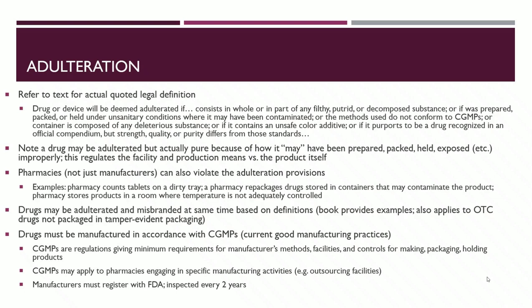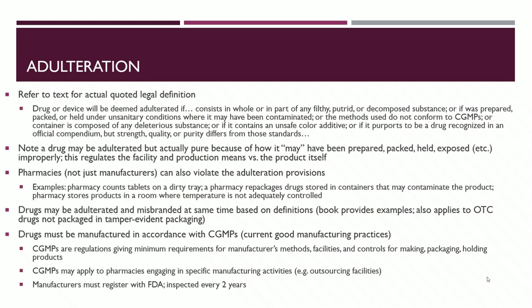One of the things under adulteration is that drugs must be manufactured in accordance with current good manufacturing practices. That's a whole other set of regulations that the FDA requires of manufacturers, distributors. So if you're in any type of manufacturing type business or activity, you're going to have to worry about those too. We don't get into that in this type of class. That's beyond the scope of this class. However, if you are dealing with 503B pharmacies, which we'll get into in chapter 3 a little bit, you do have to worry about CGMPs as well.